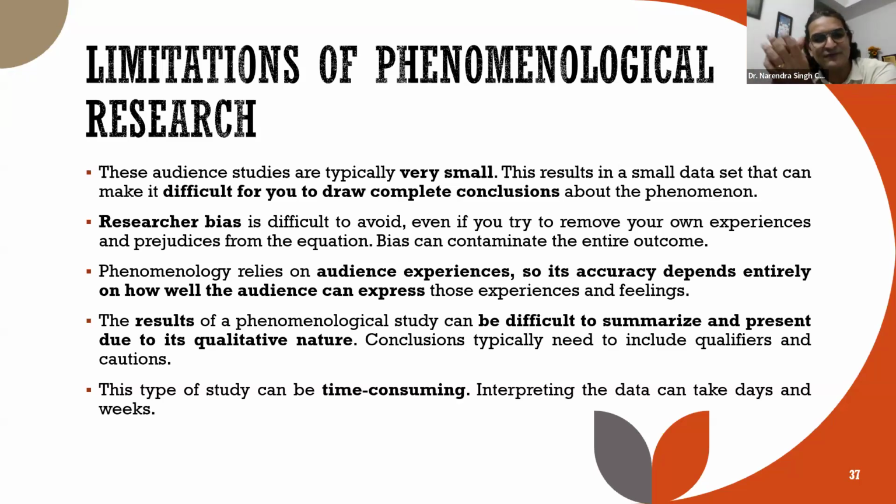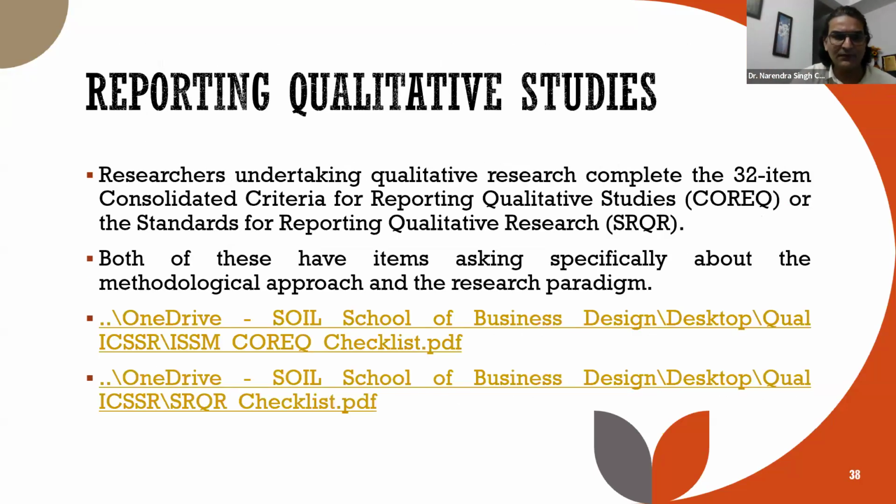Researcher bias is difficult, because if you are a researcher, definitely some kind of bias is there. You cannot completely remove it. But yes, it can contaminate your outcome, so you need to hold it back. Then you're largely dependent on audience experiences. So accuracy and dependency entirely depend on how well the audience can express those experiences. And at times, the results are difficult to summarize and present due to the qualitative nature. And definitely, yes, it is time consuming, right?